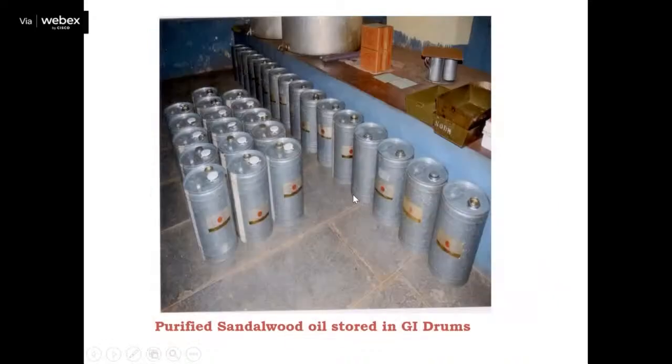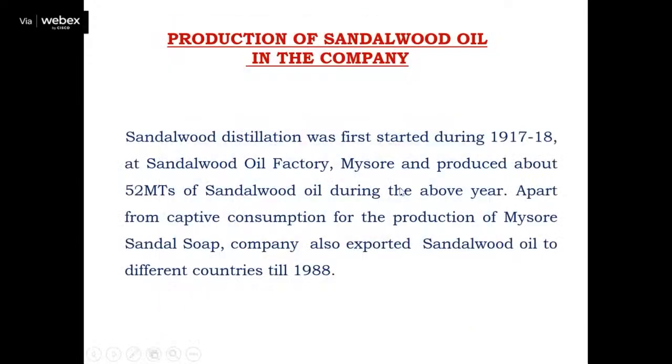And after distillation of sandalwood, the pure sandalwood oil is stored in these GI coated drums and transferred to Bangalore complex. And production of sandalwood oil in KSDL: sandalwood oil distillation was first started during 1918 at Sandalwood Oil Factory, Mysore, and produced about 52 metric tons of sandalwood oil during that year. Apart from captive consumption for the production of Mysore sandal soap, the company also exported sandalwood oil to different countries till 1918. After that, the production decreased.